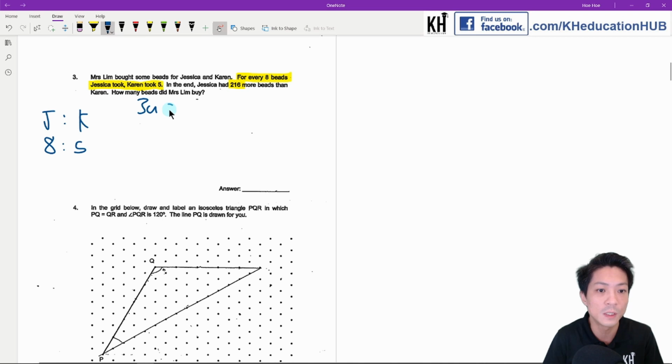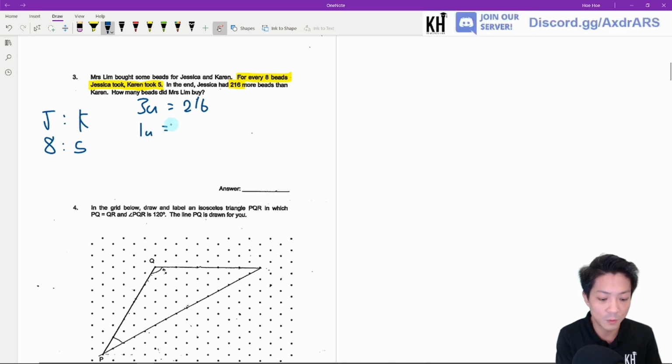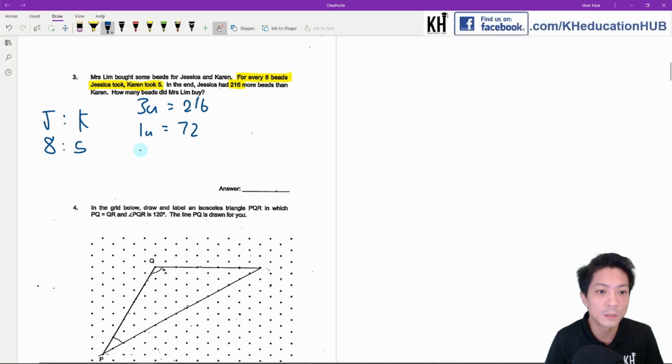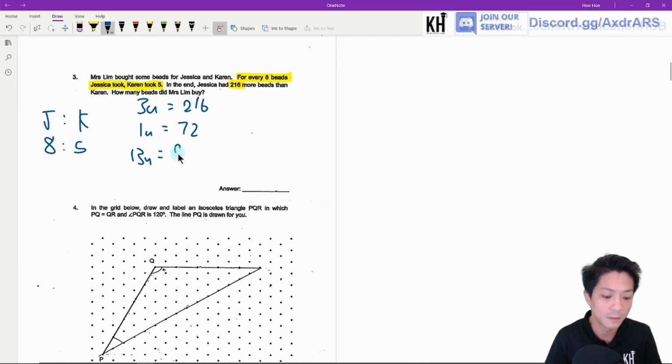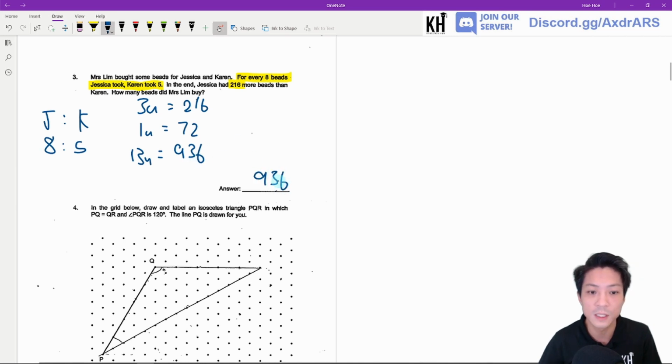Okay, in the end, Jessica had 216 more beads than Karen, which means that you know that the extra, which is 3 units, okay, will be equal to 216. We're gonna find what is 1 unit. And then after that, how many beads did Mrs. Lim buy, which is 13 units. We're gonna find what is 13 units. $936.